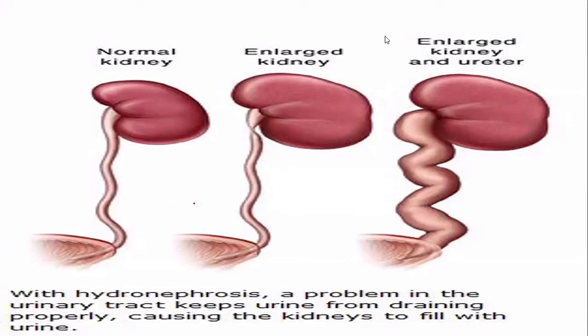So hydronephrosis, therefore, is a problem in the urinary tract that keeps urine from draining properly, causing the kidneys to fill with urine. As told to Dr. Alcober, hydronephrosis develops when water, urine, accumulates in the renal pelvocalyceal system for many causes. It can be from an obstruction somewhere in the ureter or the urinary bladder, and could be from stones, from urinary bladder tumor, from ureterovesical reflux, and other causes.